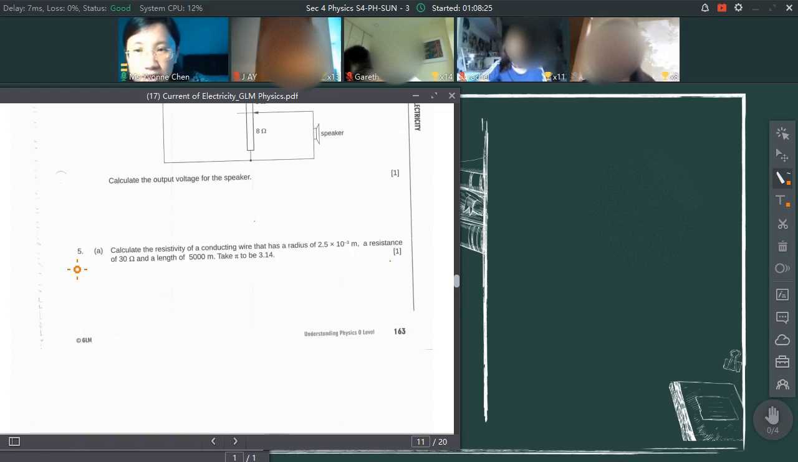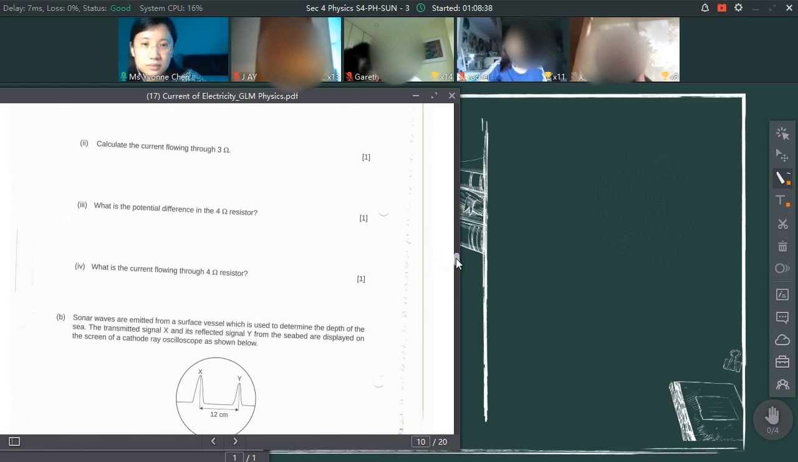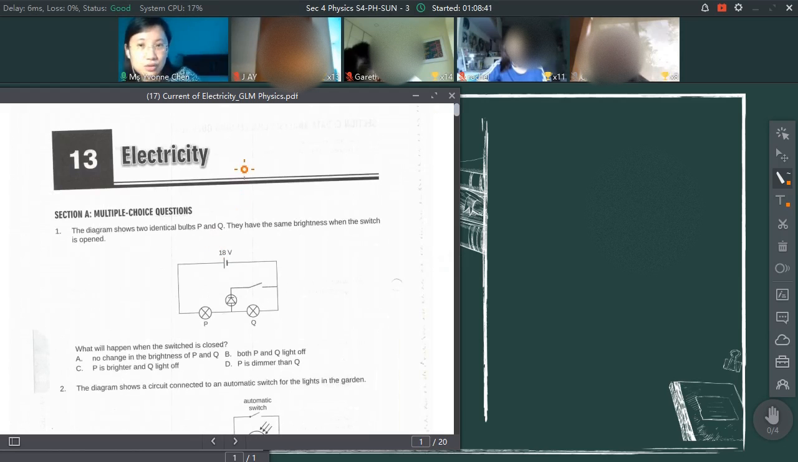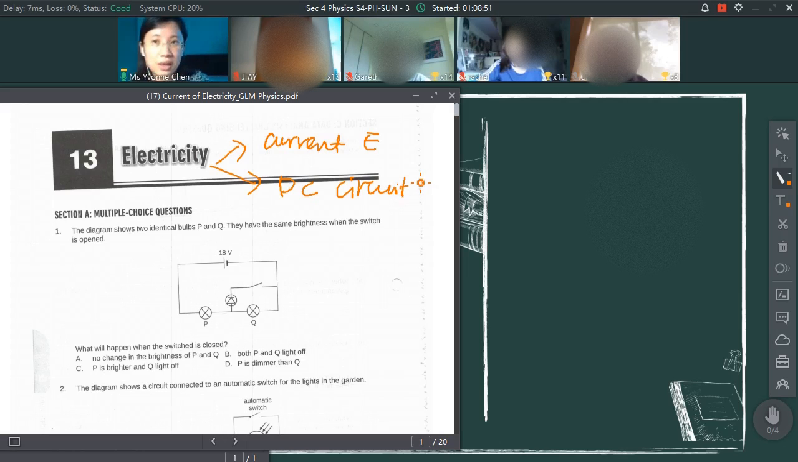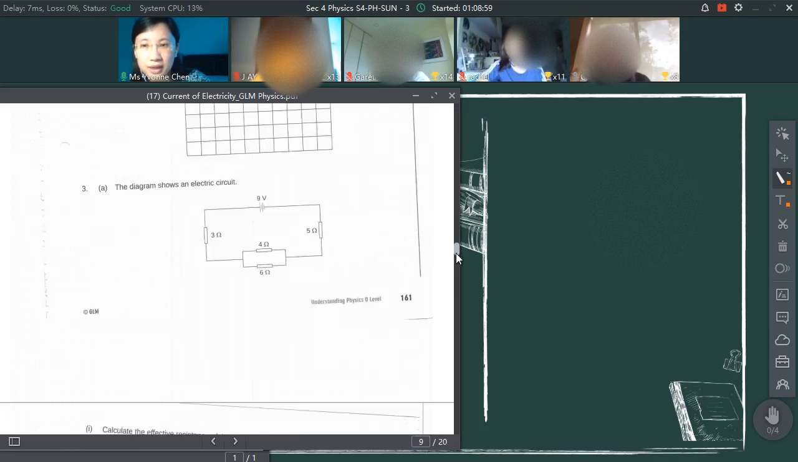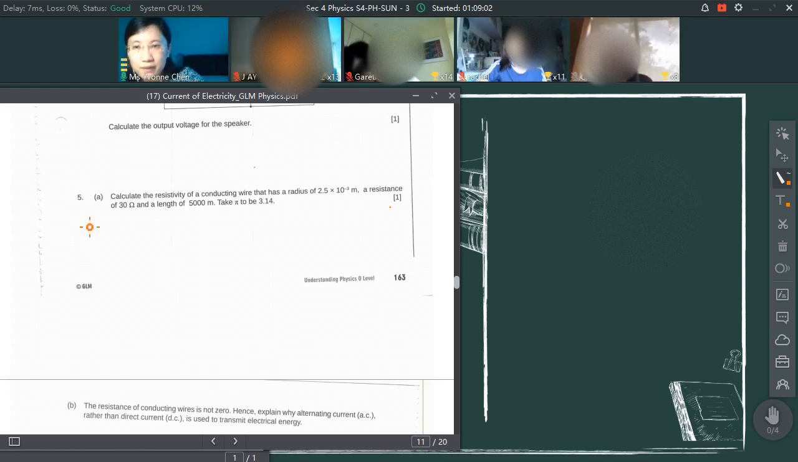I know we finished at question 5A last week, right? Remember this worksheet? It looks like this. This worksheet covers questions on current electricity as well as DC circuit, the two topics. So we have done until question 5A.